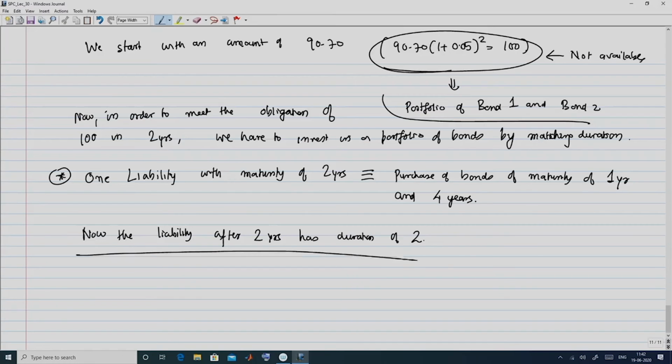Now, why am I saying the liability after 2 years has a duration of 2? The liability of this 100 that you have to pay after 2 years is like you having issued a bond with the nominal value of 100, and the bond is a pure discount bond. You recall that one of the properties of a pure discount bond is that its duration is exactly the same as the maturity of the bond, and that is the reason why this 2-year liability of an amount of 100 to be paid at maturity is equivalent to a bond having a duration of 2.